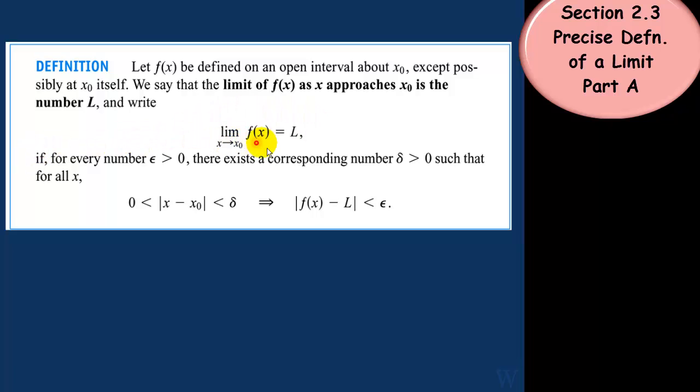So the limit of f(x) as x approaches x₀ is equal to L if for every epsilon greater than 0 there exists a corresponding delta greater than 0 such that for all x that satisfy this inequality, the absolute value of f(x) minus L is less than epsilon.